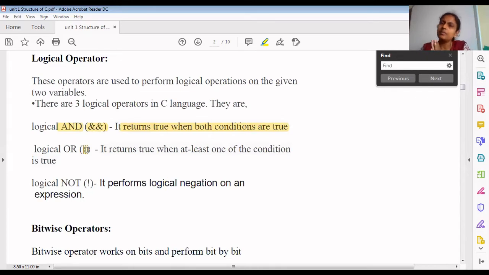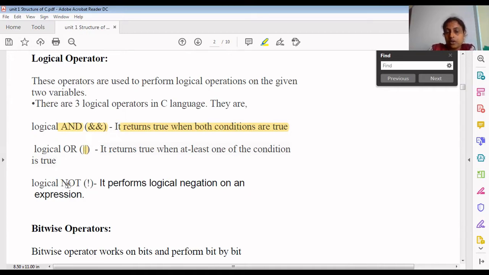Here, what is the thing? If at least any one condition is true, it will work. It's not that both conditions have to be true. Even if any one condition is true, it will work for the logical or operator. Not all conditions should be true. If any one condition in the given conditions is true, it can work.